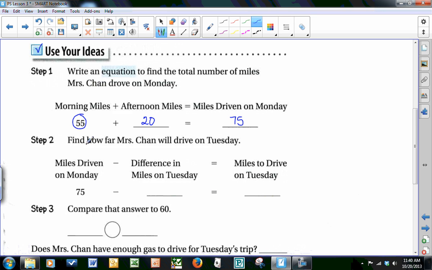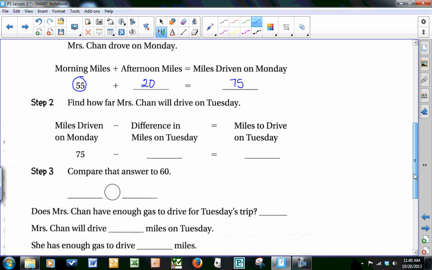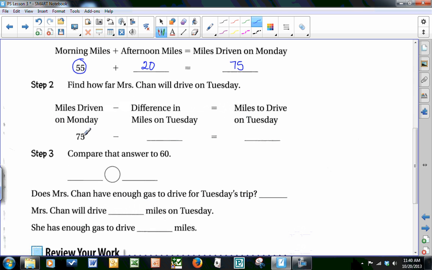Step 2 wants us to find how far Mrs. Chan will drive on Tuesday. Well, the second sentence told us that if she drove 75 miles on Monday, she was going to drive, remember how many? She was going to drive 10 fewer. Fewer means we have to subtract. So there's that subtraction symbol. And you can probably do this in your head as well. 75 minus 10 means she drove 65 miles on Tuesday.